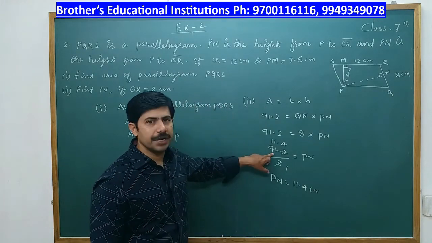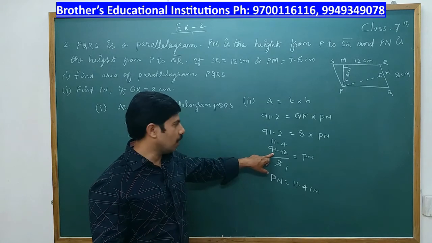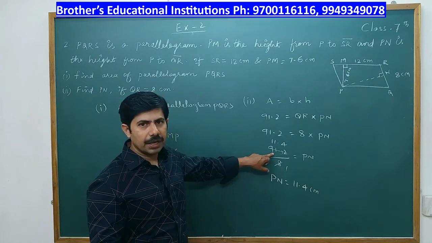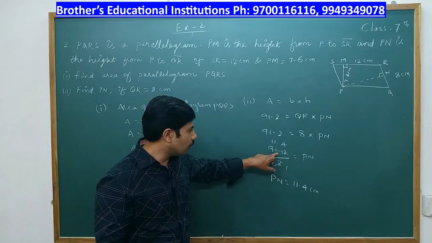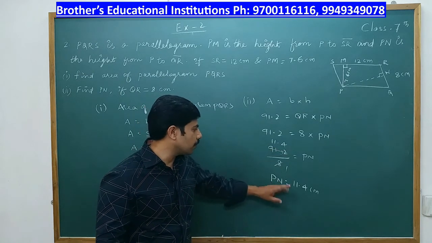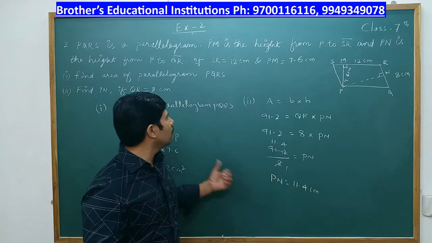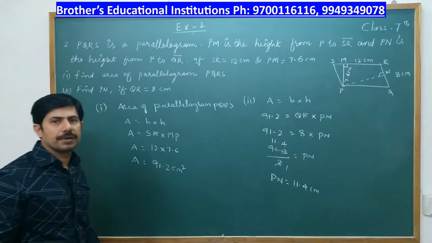I'll just explain the calculation. 8 elevens are 88, we have 91. Counting 88, 89, 90, 91, you write 3 as the remainder. The 3 you write between the 1 and the 2, making 32. 8 fours are 32. So what is PN? 11.4 centimeters. So we got the second bit, PN. Okay, so this problem is completed.